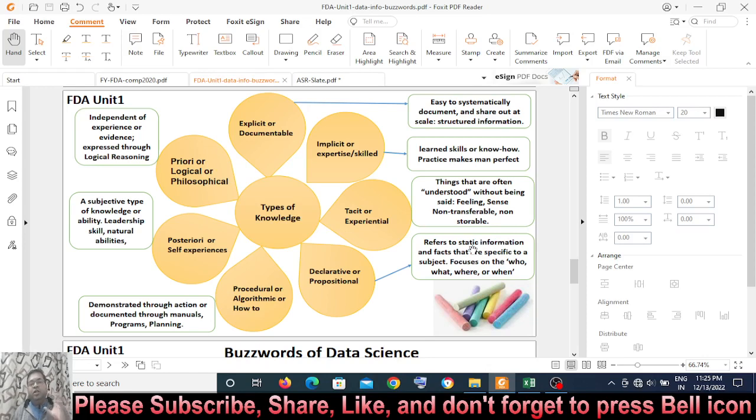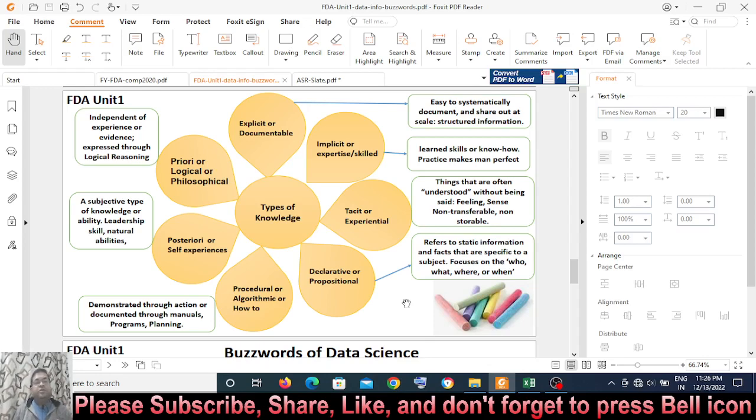Then you are in declarative or propositional knowledge. We are already seeing that it refers to static information and facts that are specific to a subject, focusing on who, what, where, and when. Then we have procedural knowledge, or algorithms, or how-to, which is demonstrated through action or documented through manuals, programs, and planning. After that, we are in posterior knowledge, or self experiences.